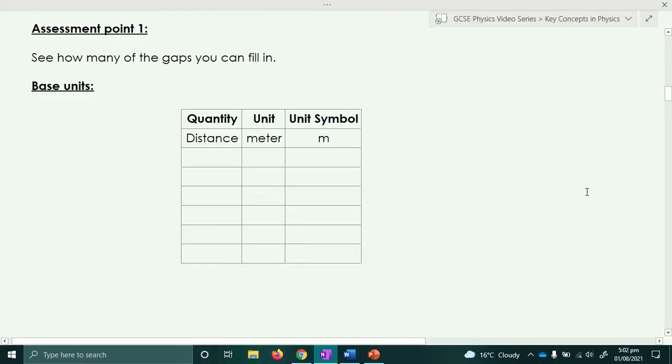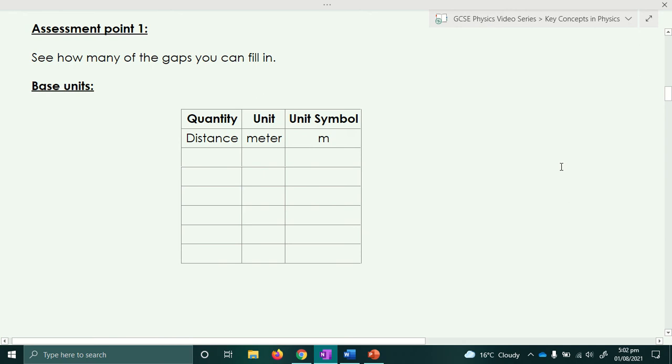So first challenge for you is list all of the base units. The seventh one I'm not too fussed about, but the other 6 you need to know. So I want to know, what are the other 5 quantities? What are they measured in, their full name, and what are their symbols? So pause the video and have a go at that now.